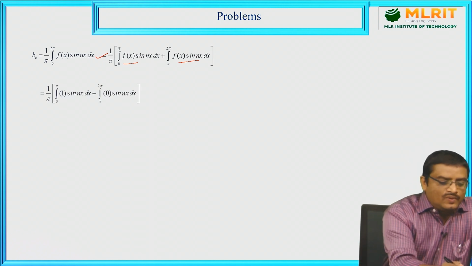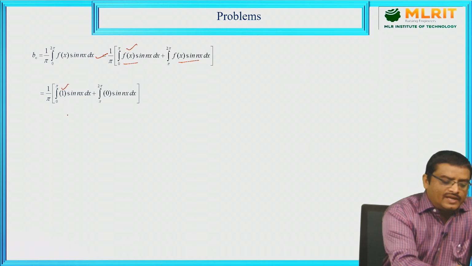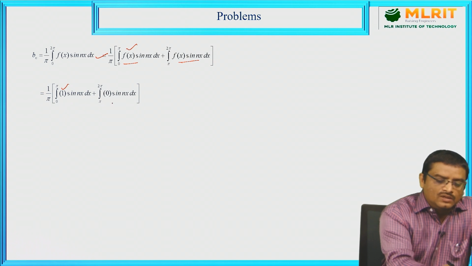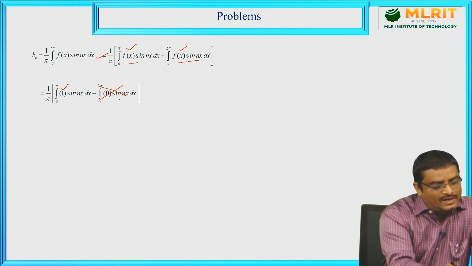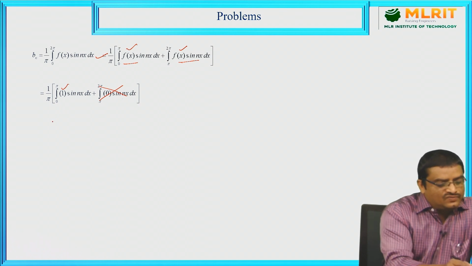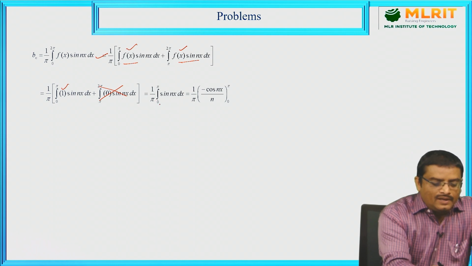As usual, whenever x lies between 0 to pi, we got that f of x is equal to 1, so substitute f of x is equal to 1. And whenever x lies between pi to 2 pi, f of x is equal to 0. So 0 into anything equals 0, and the integral of 0 is 0. So we can neglect this second integral. Now concentrate on this first integral. The remaining one is 1 by pi integral 0 to pi sin nx dx.